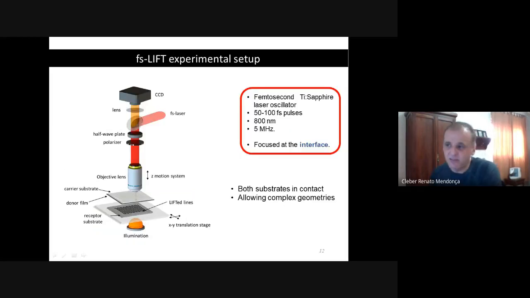Here's the setup for our femtosecond laser LIFT. Basically, the femtosecond laser comes this way. We focus the laser here in the substrate containing the fibroin film, and then by scanning the beam or by moving the donor substrate, we can fabricate different structures or different periodicities on the final substrate.